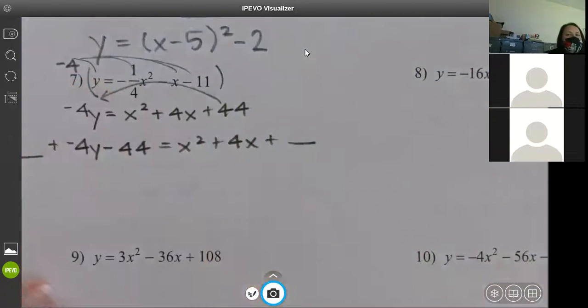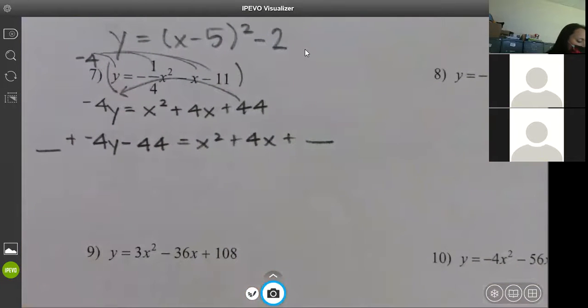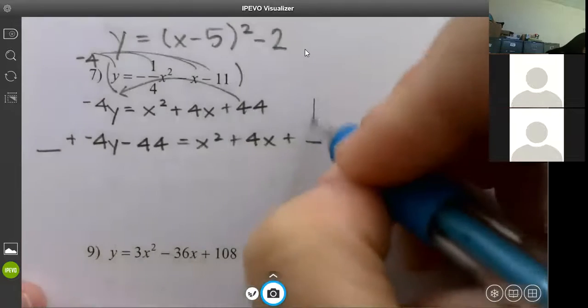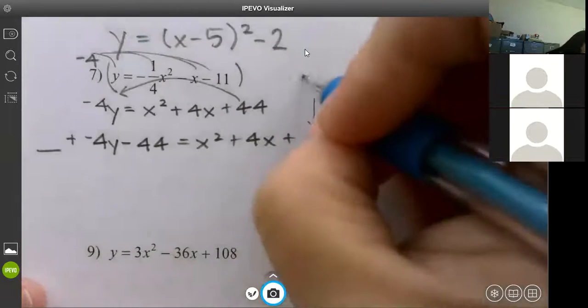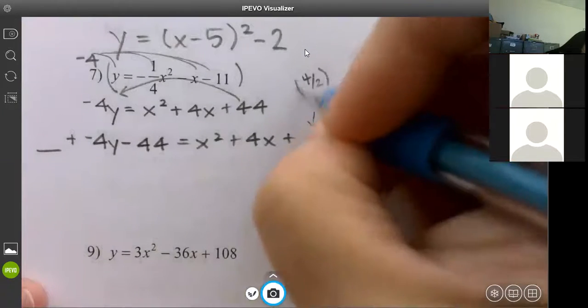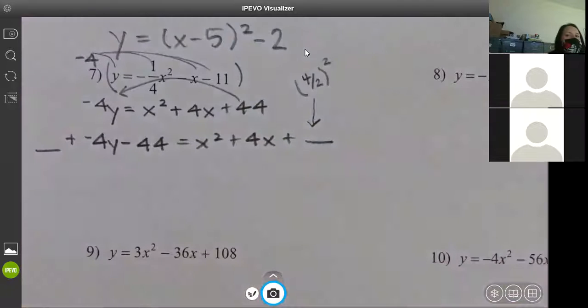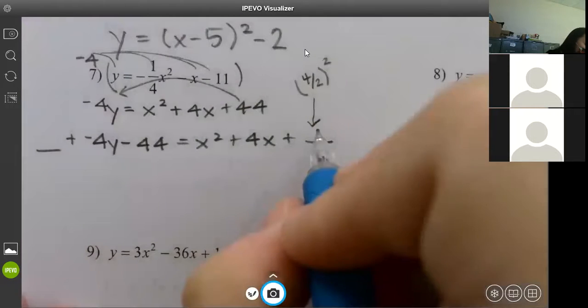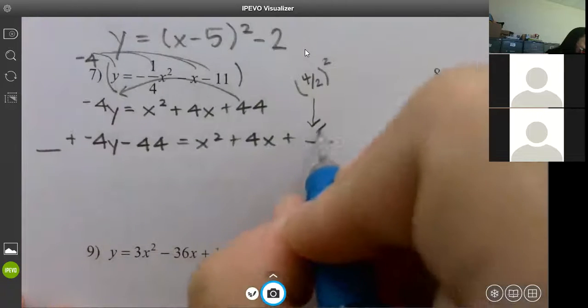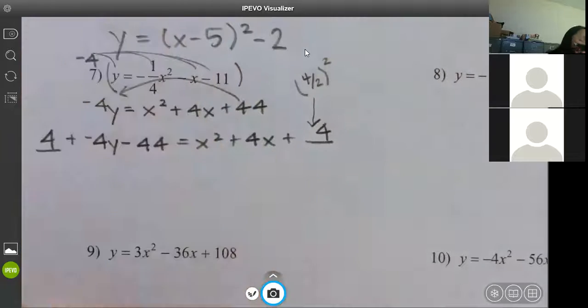Throw my blanks in. In this line, take the middle, divide it by 2 squared. What do I get? 4. What I do to one side, I do to the other.